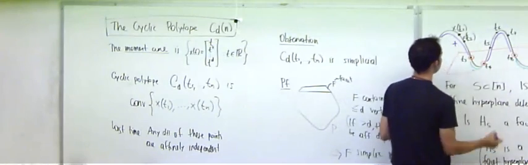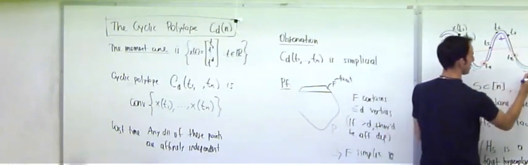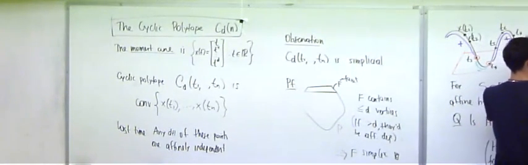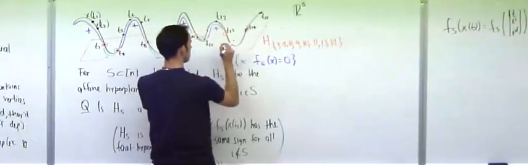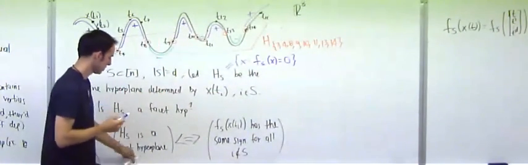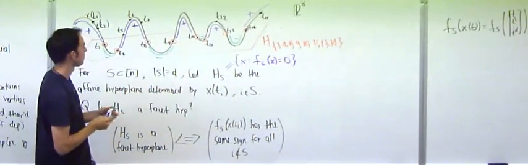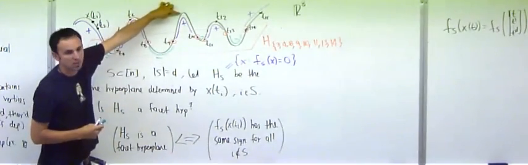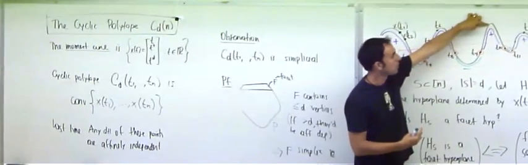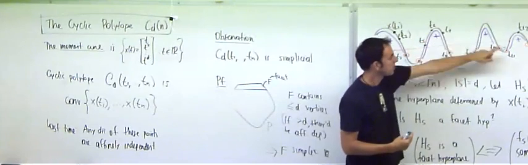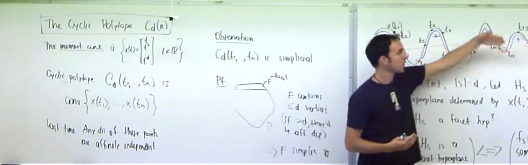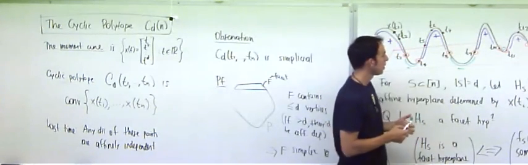Okay. So it's positive on these places, negative on these places, positive on these places, negative on these places, positive, negative, positive. Okay. So you see what I'm saying? So for example, if you pick this point x of t, then f sub s of x of t is positive. But if you pick a point down here, then f sub s of x of t is going to be negative. Okay? Here the function is positive, here it's negative.